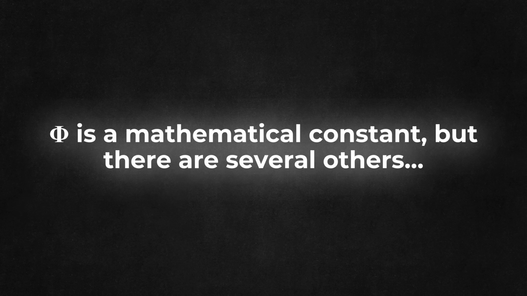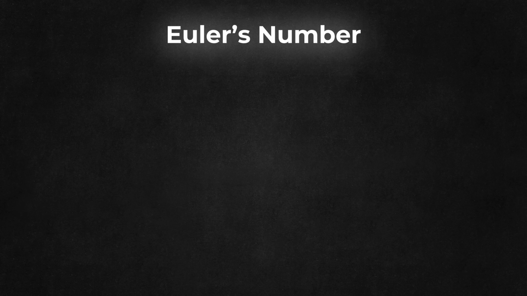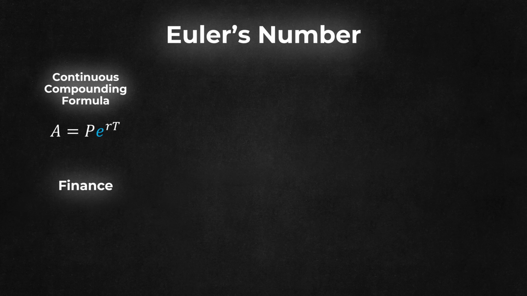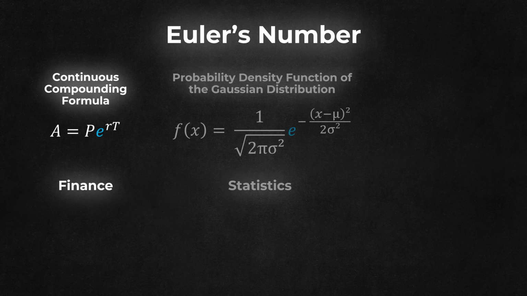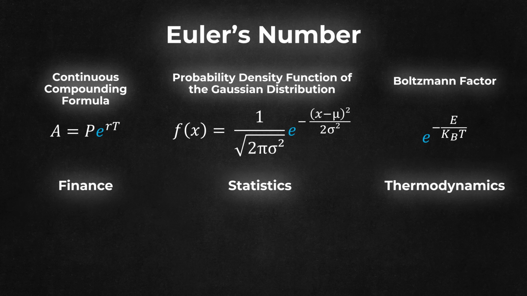This leads us to think that other mathematical constants can be used in trading. For example, Euler's number, denoted as e, is also a mathematical constant that appears in many natural phenomena. It appears in the way exponential growth and decay occurs, being used in the calculation of continuous compounding in finance. It appears in different fundamental aspects of statistics, such as the probability density function of the Gaussian distribution. In thermodynamics, more specifically in statistical mechanics, e appears in what's called the Boltzmann factor.